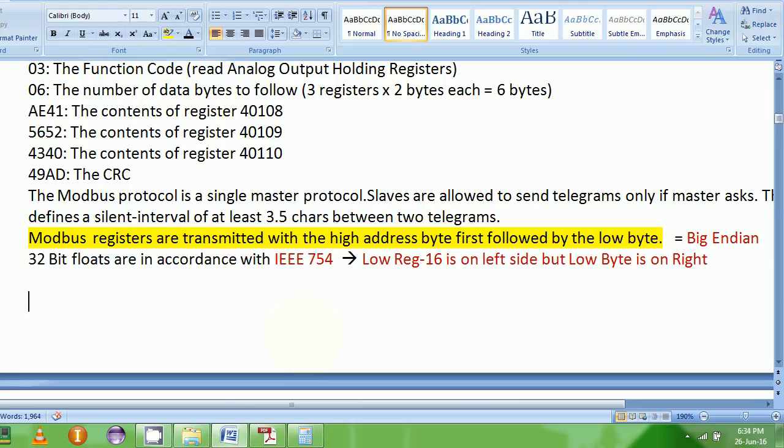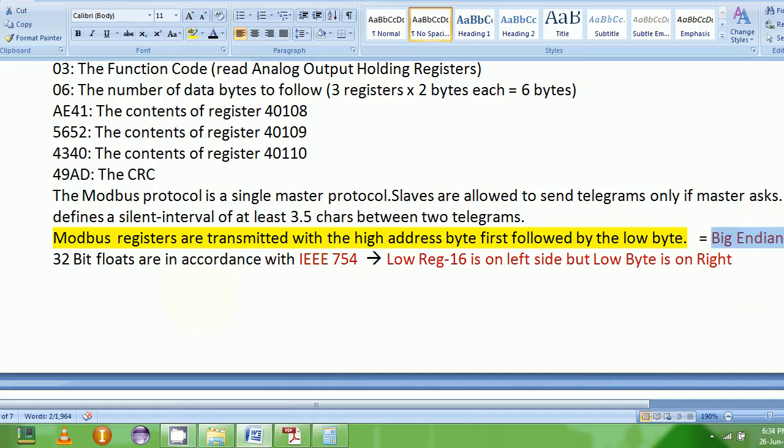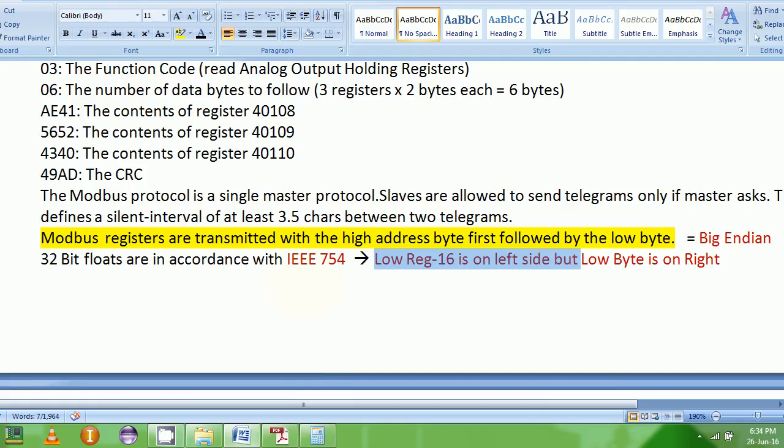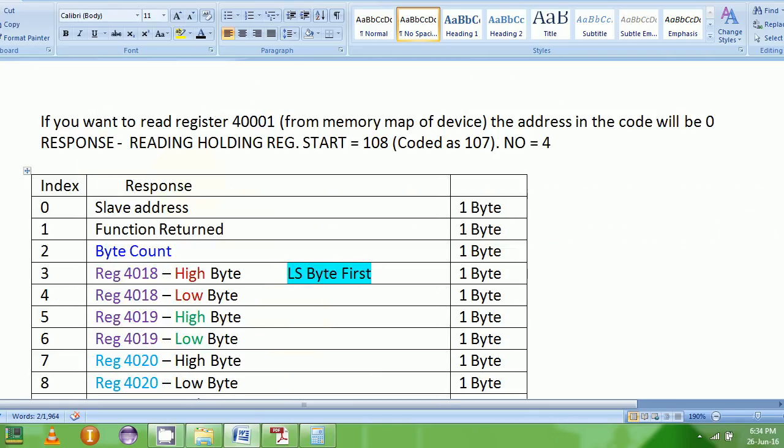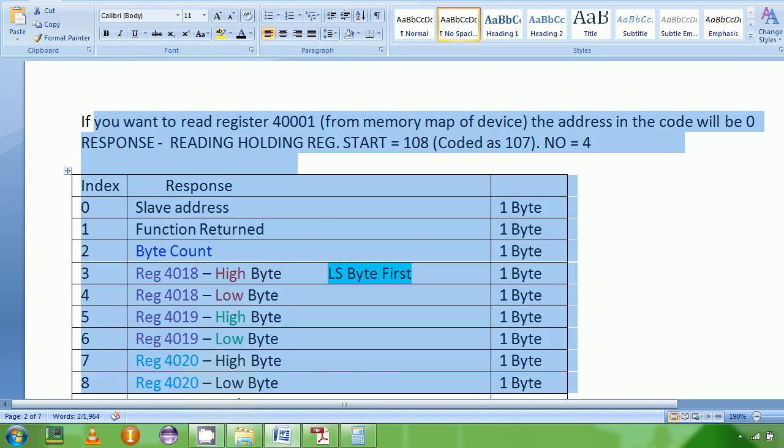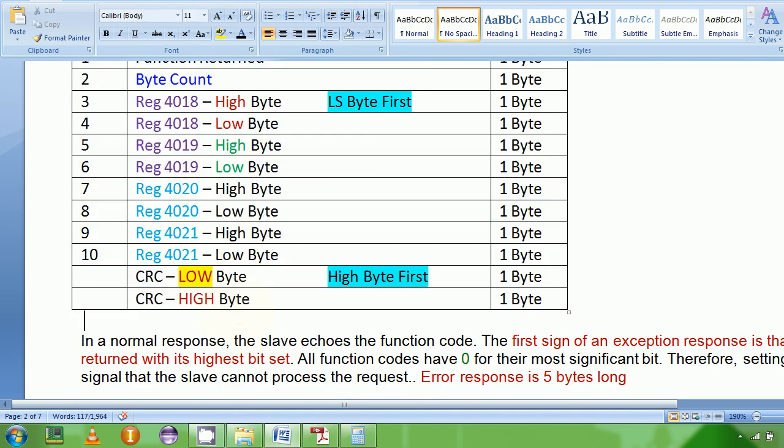This is about how bytes are stored inside memory locations. Modbus devices are big endian, but usually the PC I have is Intel based and it's little endian. And if you have a Motorola based PC, then probably it's big endian. I'm not talking about the IEEE 754 standard. This is what I actually really meant.